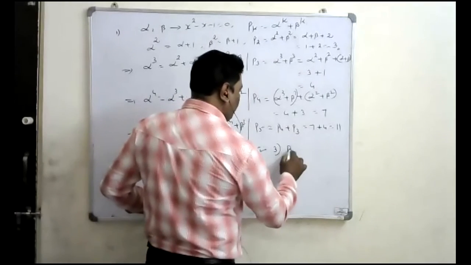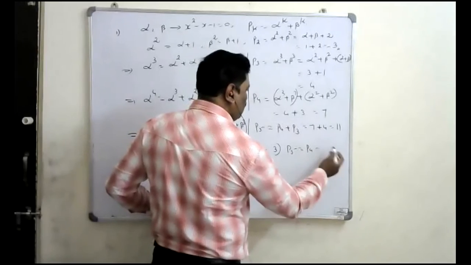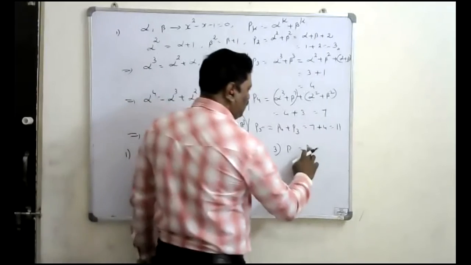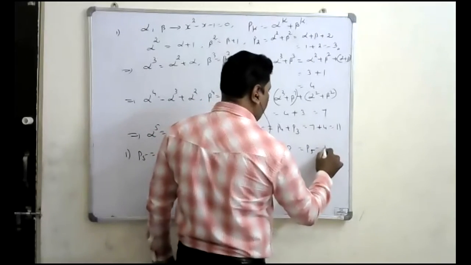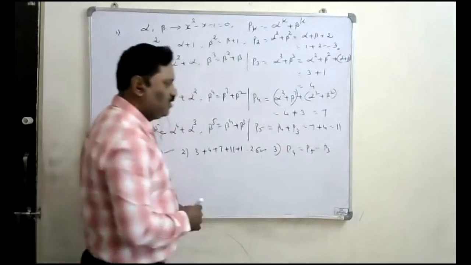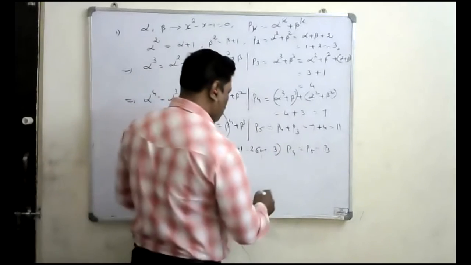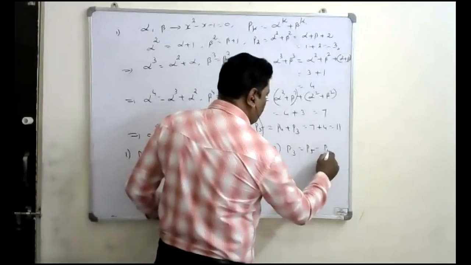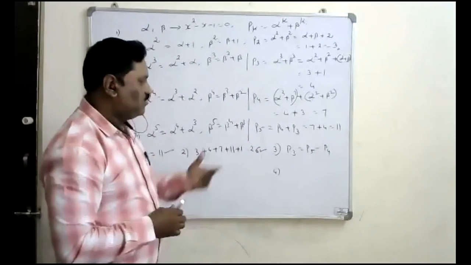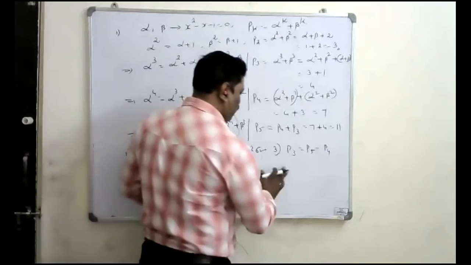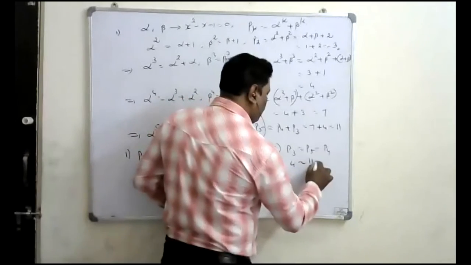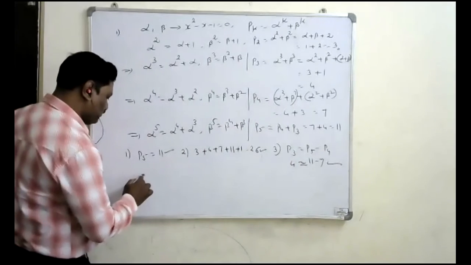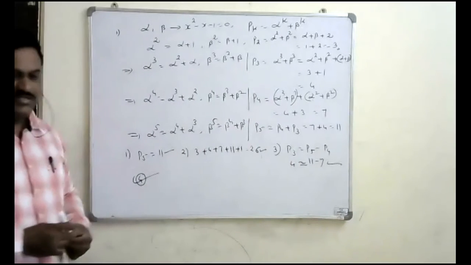Third option is given that P3 is equal to P5 minus P4, and P5 is equal to P2 into P3. P3 is equal to P5 minus P4. Okay. P5 minus P4, this is also correct. P3 means 4. P5 means 11 minus 7. That is also correct. So that is not our option. That's why our option is the fourth option. That is the wrong answer.